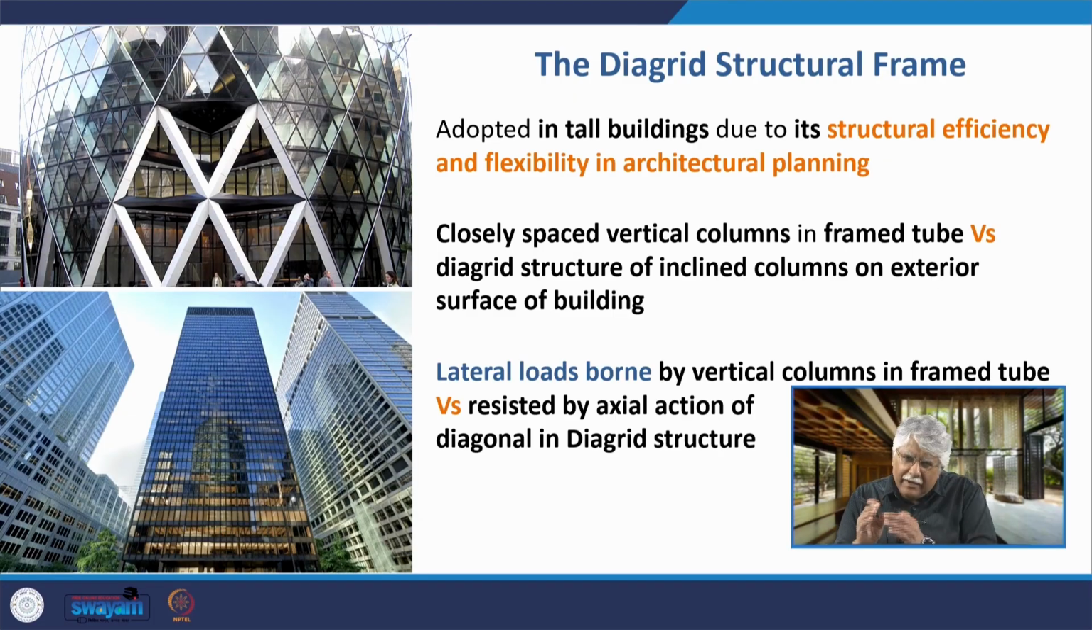This is very different from the Diagrid structure, which has these inclined columns on the exterior surface of the building. The lateral loads are borne by vertical columns in frame tube buildings, like for example the Seagram building, but in Diagrid they are resisted by axial action. That means the load transfer takes place axially in the diagonal direction in Diagrid structure, and I will show you that.